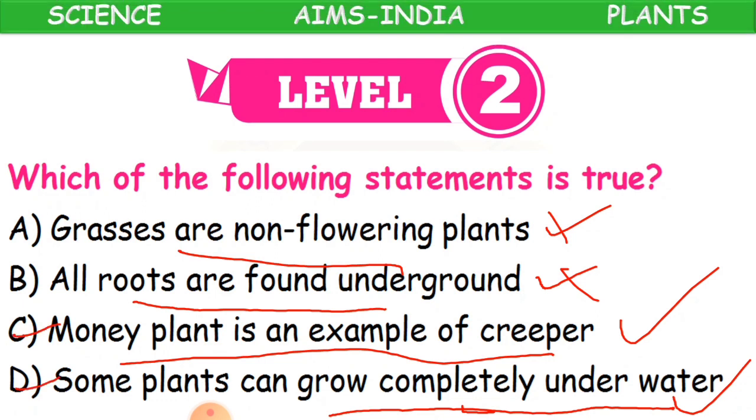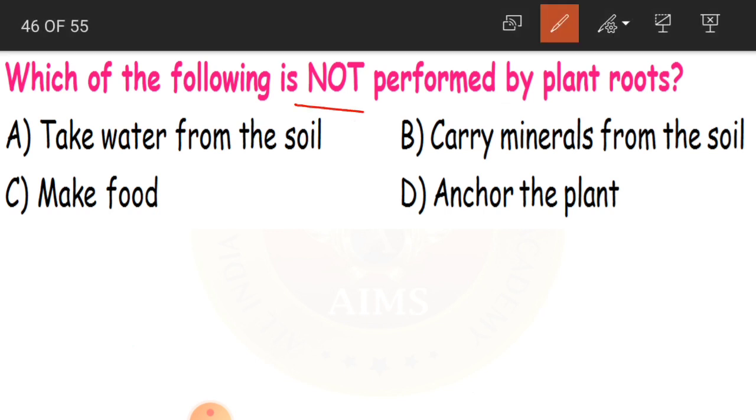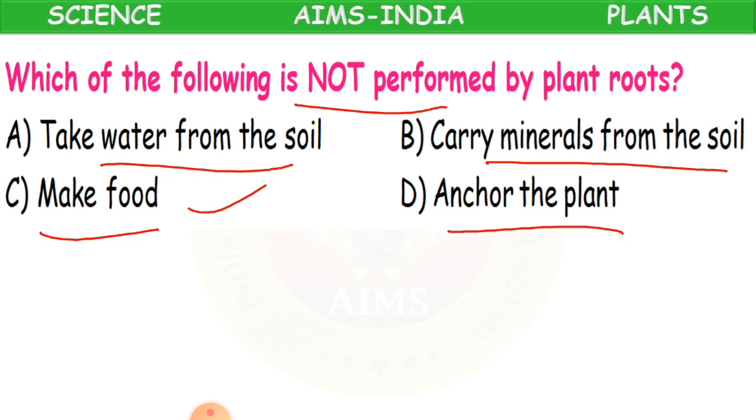Now the next question is, which of the following is not performed by plant roots? See, this you have to identify, not performed. Either take water from the soil, or carry minerals from the soil, or make wood, or anchor the plant. And the answer is C. Okay, they cannot make food.